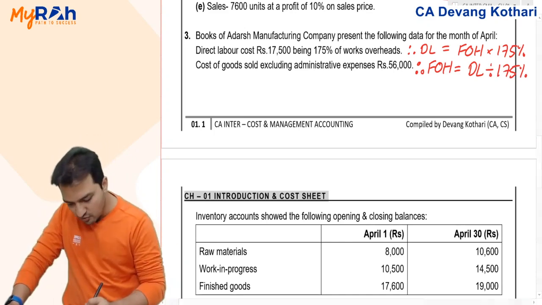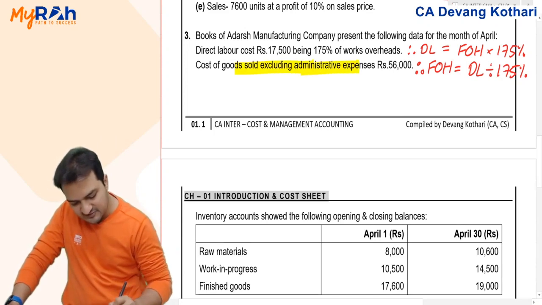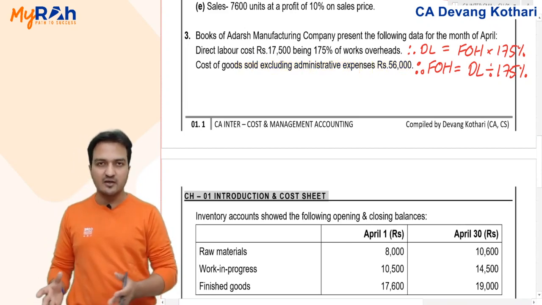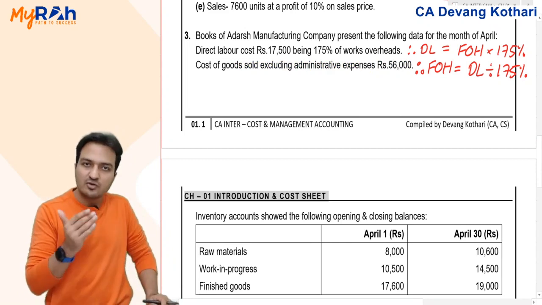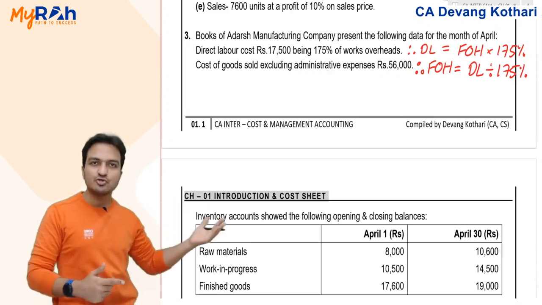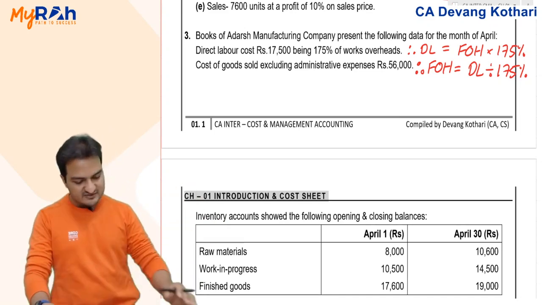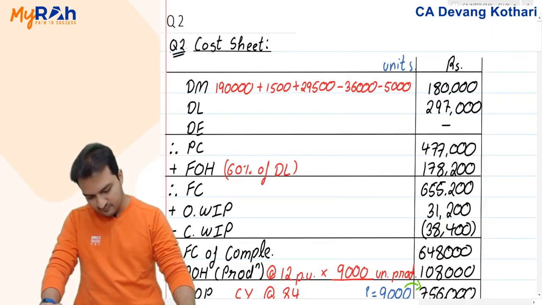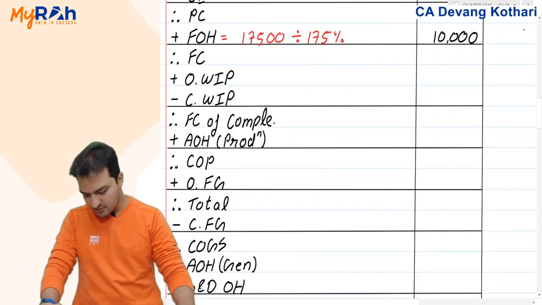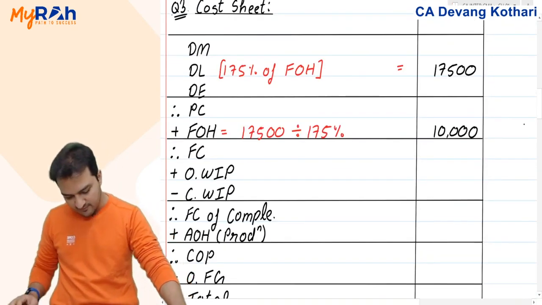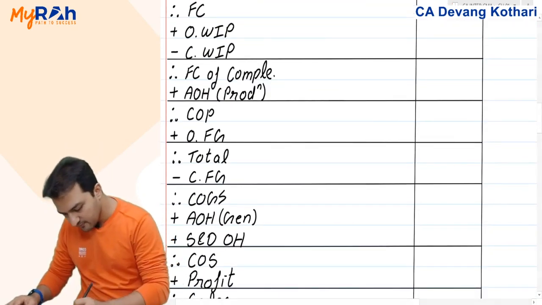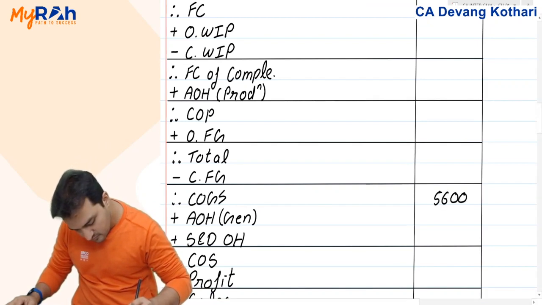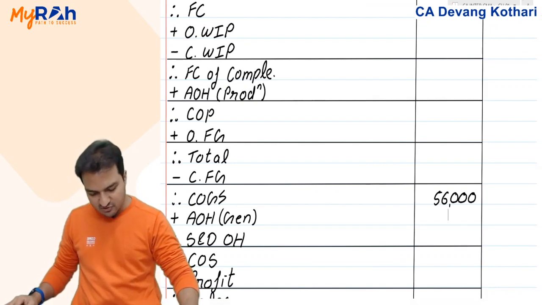Further, the cost of goods sold excluding admin expenses were 56,000. Cost of goods sold, COGS. Generally in my previous two questions, COGS is what you calculate. Now in this question, you notice that COGS is already given. How much is it given? 56,000. Now COGS is already given, so I put that in my workings here. This is my question 3 working, and in this working, your cost of goods sold is already given. I put that against COGS here. 56,000 is the COGS already given.